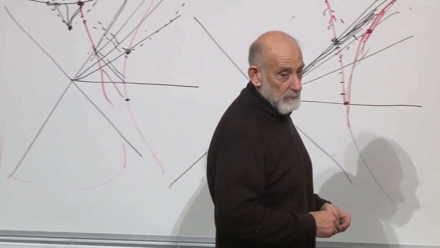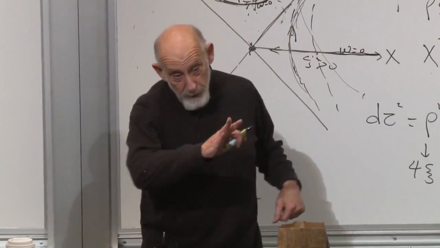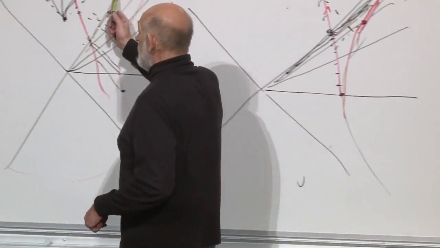That's all. So I'm back to the formation of a black hole. Well, no, let me say one other thing. There's a technical thing. It says that the surface is space-like.